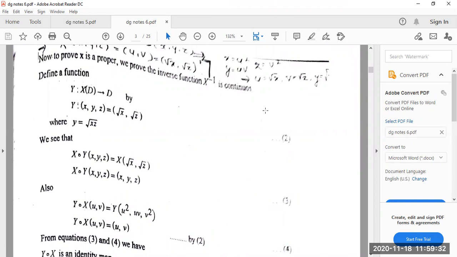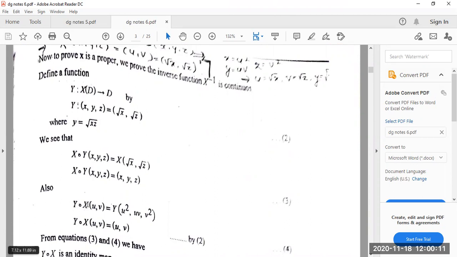So what is the second term we are getting? u into v, that is y, is equal to under root xz. Hence we can now write x composite y of xyz. What is y of xyz? It is nothing but root x, root z. So what is the mapping? x of uv is u square, uv, v square. The square of the first is x, the square of the second is z, and the middle term, the product of these two, root x into root z, is nothing but your y.